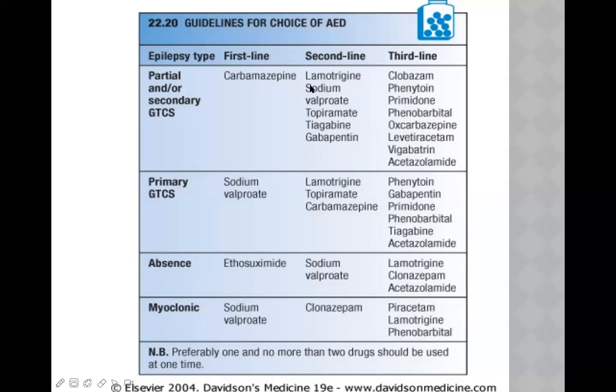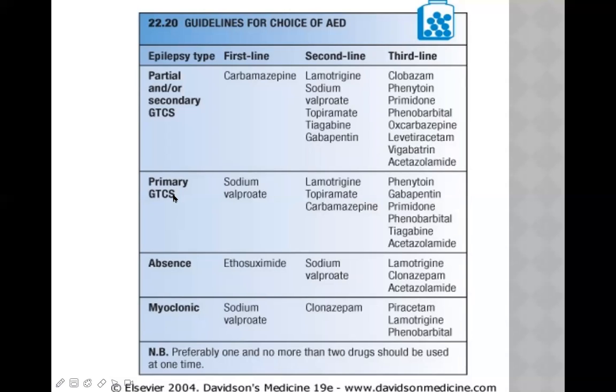So let's go through the names. Lamotrigine, okay, sodium valproate, topiramate, tiagabine, and gabapentin. In third line, clobazam, okay, this is a type of benzodiazepine, phenytoin, primidone, phenobarbital, okay, oxcarbazepine, levetiracetam. This is a very popular newer generation drug these days. It's very effective as well. Vigabatrin and even acetazolamide. Acetazolamide is not an anti-epileptic drug though. It belongs to the diuretic family.